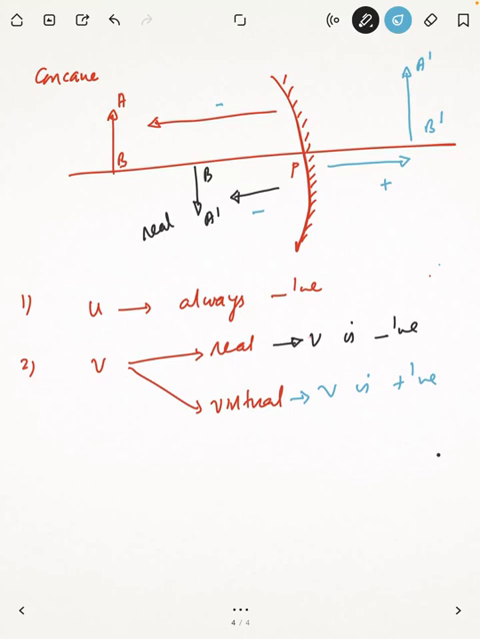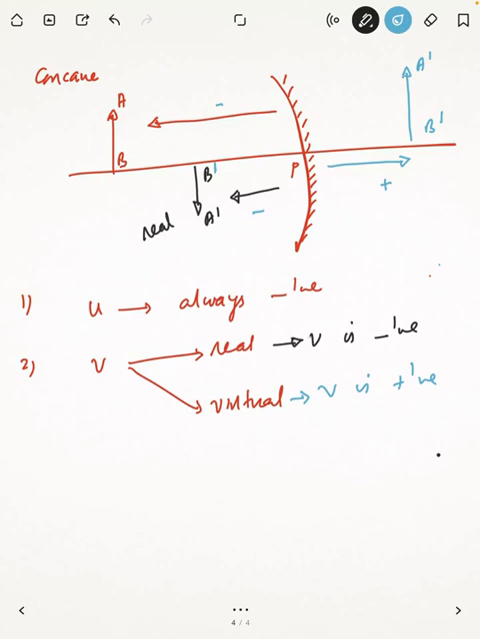As per the sign convention, what about the height? AB, the height AB is measured vertically up, so that is always taken as positive. And A dash B dash, real image, is measured downward, so its height is negative. And for a virtual image, A dash B dash, you are measuring in the upward direction, that will be positive.